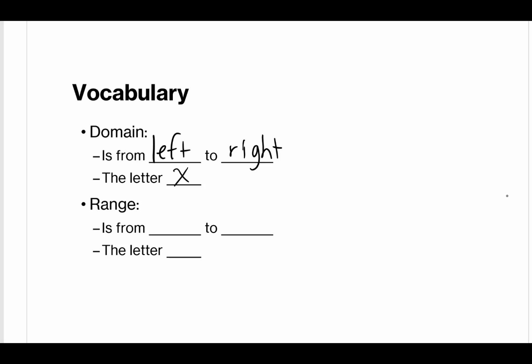And then range is actually from the bottom to the top. So range, or rango en español, es abajo a la arriba. And the letter is Y. So la letra representa rango, o rango es Y.